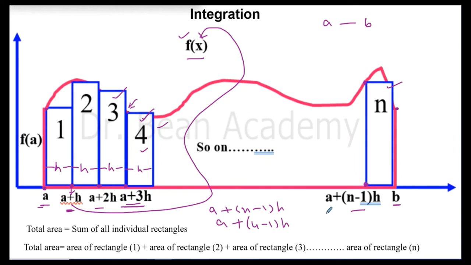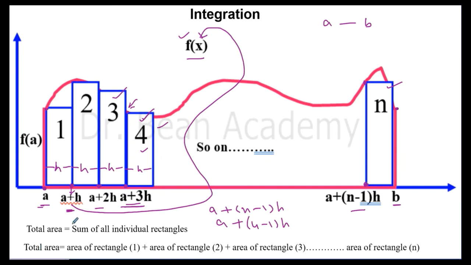This will be located at A plus n minus 1 times h, because I want to represent everything in equations and variables, so that then I can put the conditions on top of them. So this is the location of this one. Now let's calculate the area of these rectangles according to our method.